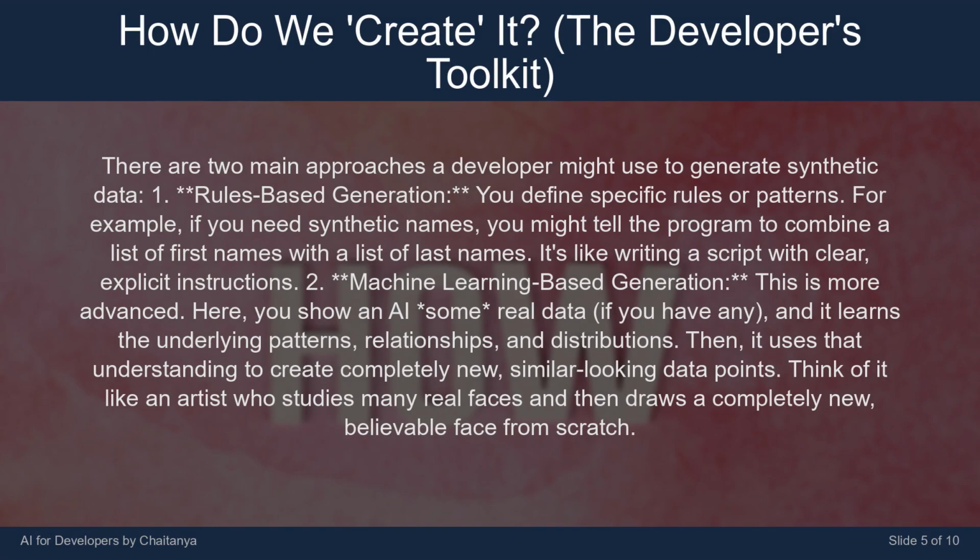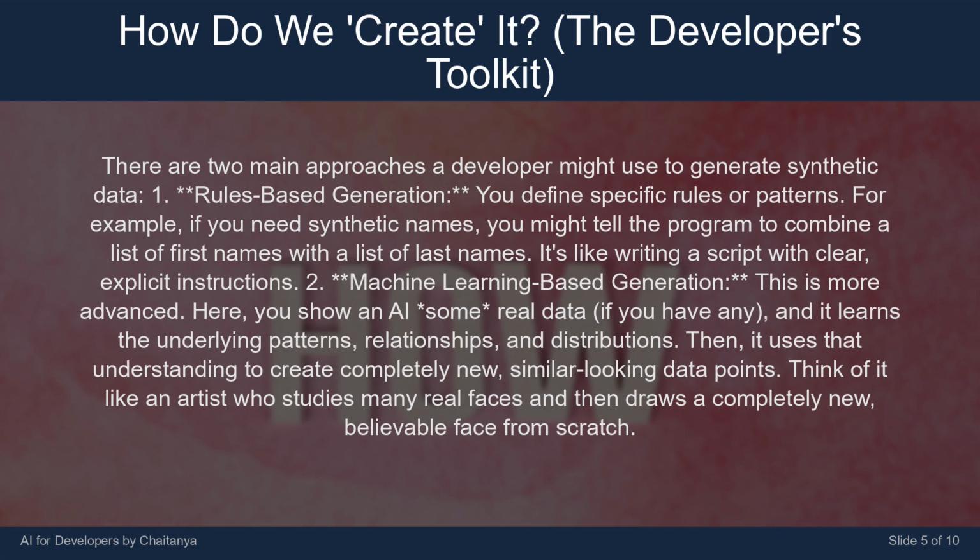There are two main approaches a developer might use to generate synthetic data. 1. Rules-based generation: you define specific rules or patterns. For example, if you need synthetic names, you might tell the program to combine a list of first names with a list of last names. It's like writing a script with clear, explicit instructions.